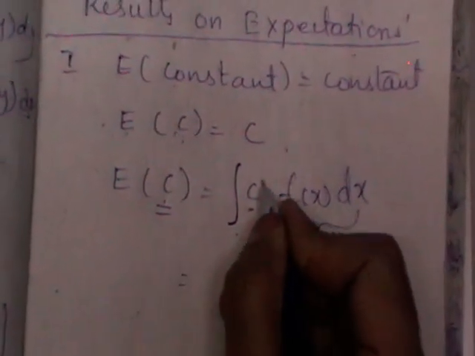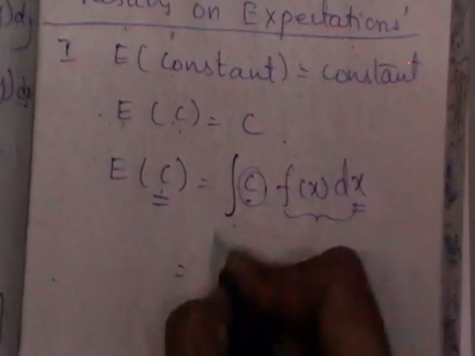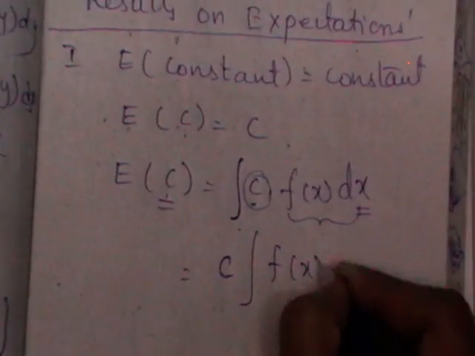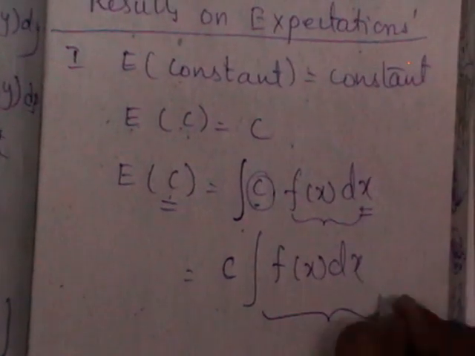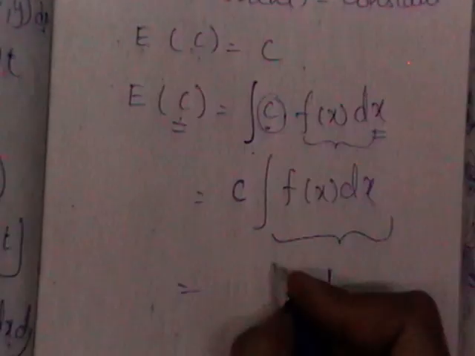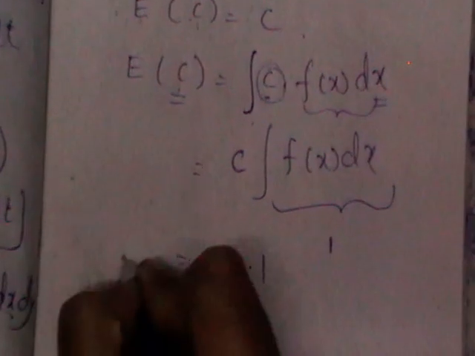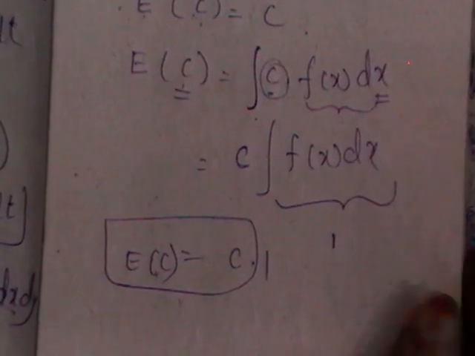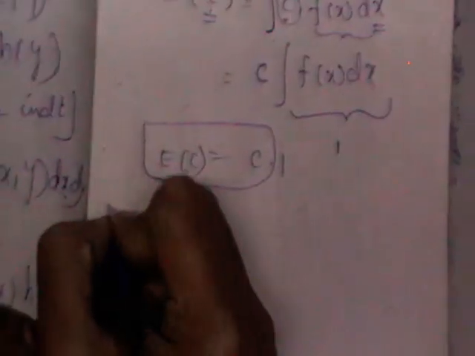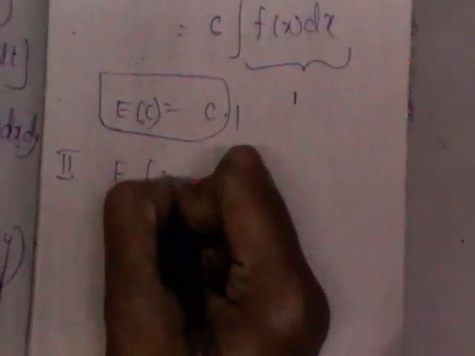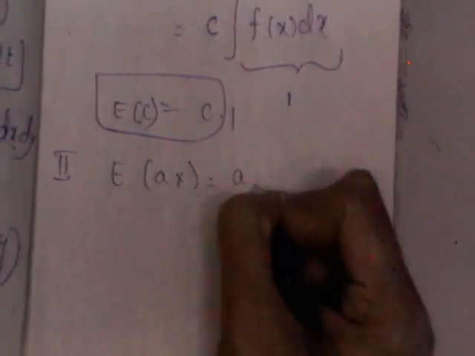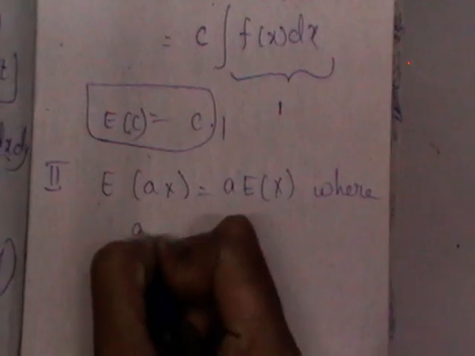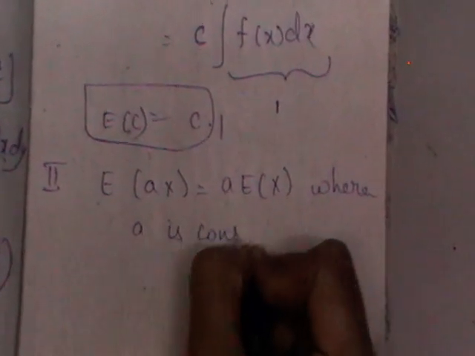So you know that C is a constant. You are integrating with respect to x. So C can be taken out, integral f of x dx. I think you know that as this is a PDF, the total probability is 1. So C into 1. So expectation of C is nothing but C. That is, expectation of a constant is constant. Second result is nothing but expectation of Ax is equal to A into expectation of x, where A is a constant.